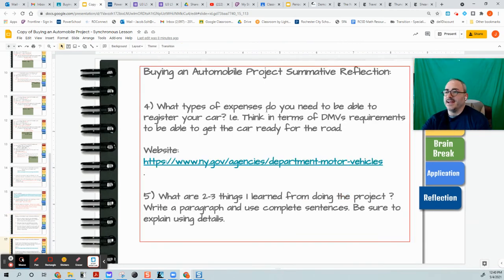And then last slide is what kind of expenses do you need to be able to register, in terms of registering the car. I want a list here of different expenses you'll need to get this car on the road. Things like sales tax, things like registration fees. Look on this site. That'll give you lots of other things you'll have to pay to even get this thing on the road. And then number 5, what's 2 or 3 things you learned from doing the project? We want sentences here. You should include at least 2 to 3 sentences here. All right, and explain just kind of things that maybe you just reviewed.